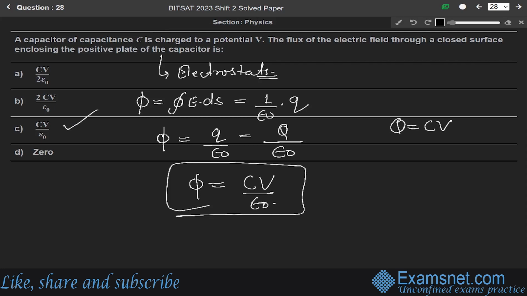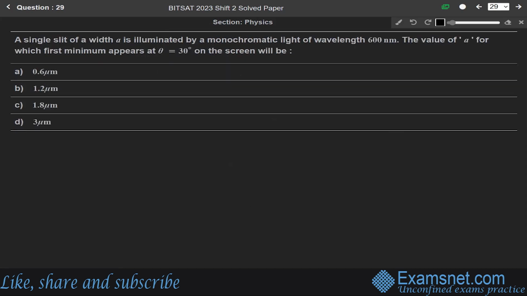Okay, now next question 29. A single slit of width A is illuminated by a monochromatic light of wavelength 600 nanometer. The value of A for which the first minimum appears at theta equal to 30 degree on the screen will be. Okay, so this question is from the chapter of optics. It is single slit, monochromatic light. Sorry, it is of the chapter of wave optics.